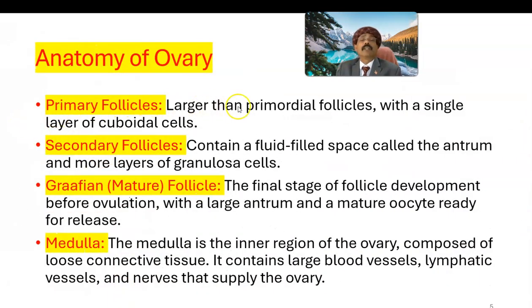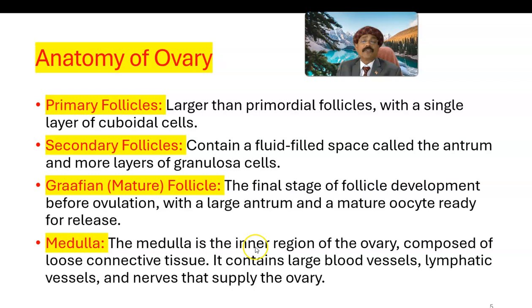The primary follicle, larger than primordial follicle, is a single layer of cuboidal cells. Secondary follicle contains fluid-filled space called antrum and more layers of granulosa cells. Graafian or mature follicle, the final stage of follicle development before ovulation, with a large antrum and a mature oocyte ready for release. And releasing is called ovulation.